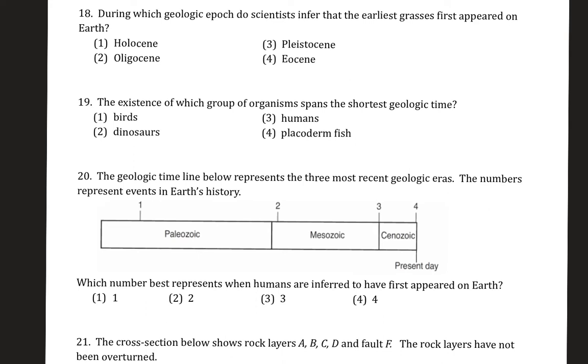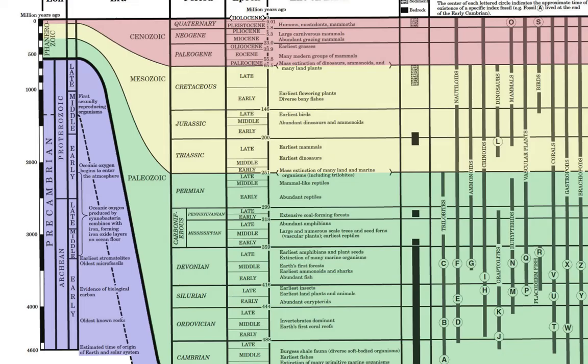So number 18 says, during which geologic epoch do scientists infer that the earliest grasses first appeared on Earth? So again, we go to our reference tables. And for this one, again, we're looking at life on Earth. We just have to look until we find earliest grasses. Earliest grasses. There they are, way at the top. And it looks like we're looking for the epoch, and so that would be this column, and it looks like it's the Oligocene right there.